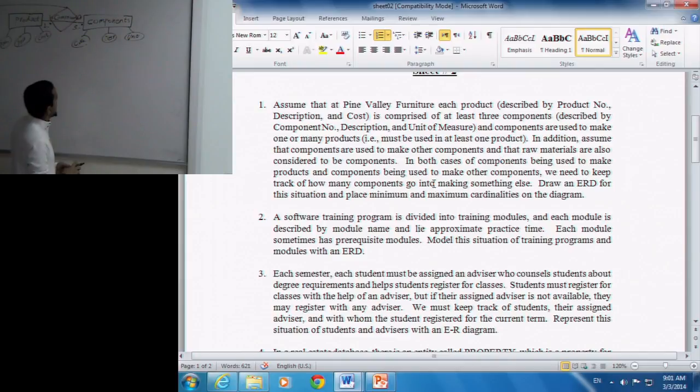Okay, let's keep reading. The model is not finished yet. In addition, assume that components are used to make other components. Used to make is a verb. Components are used to make other components. Noun and noun with a verb in between. Used to make, or makes. Okay. So components make components. Recursive. Recursive. Excellent. Draw it.